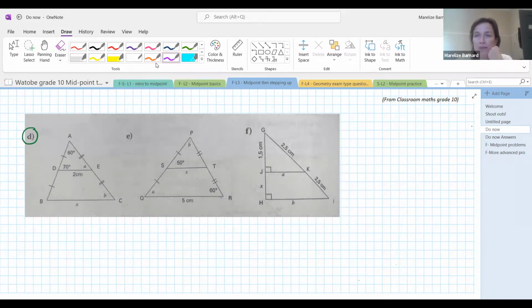DE parallel to BC, midpoint theorem. Let's get some more answers up, everybody.